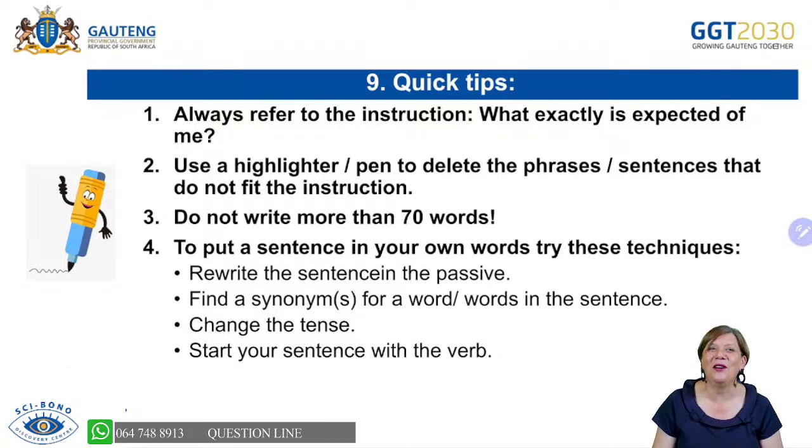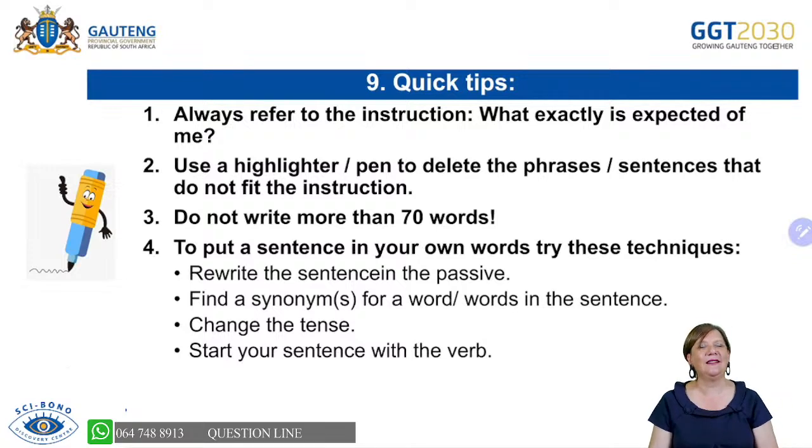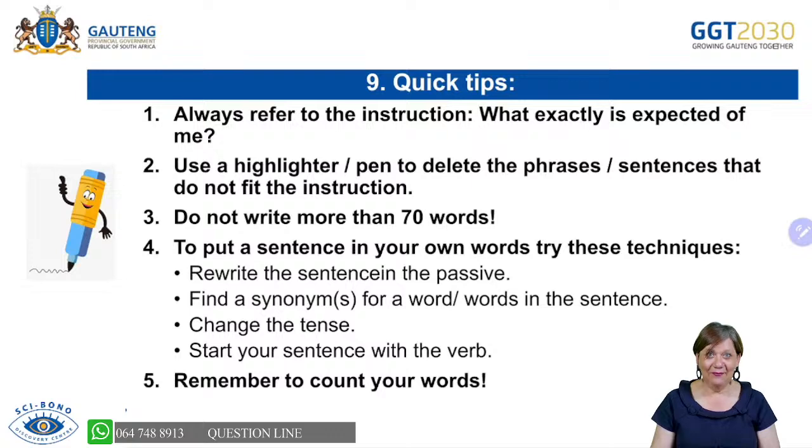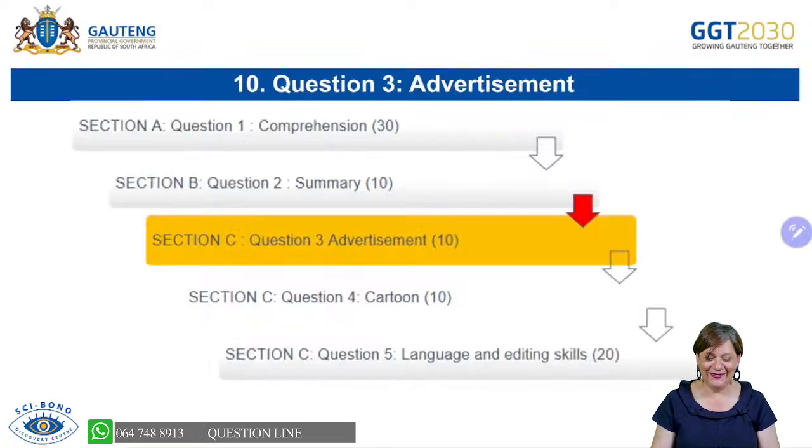Start your sentence with a verb, especially if it's an instruction of how to eat better. Then start your instruction with a verb. In that case, you are ensuring that you're not copying verbatim. Verbatim means word for word. And lastly, yes, you still need to count those words. So that's a summary, done and dusted. Remember, you've got 30 minutes to make sure you get your summary done. But I'm sure with all these tips, it's going to be a breeze.